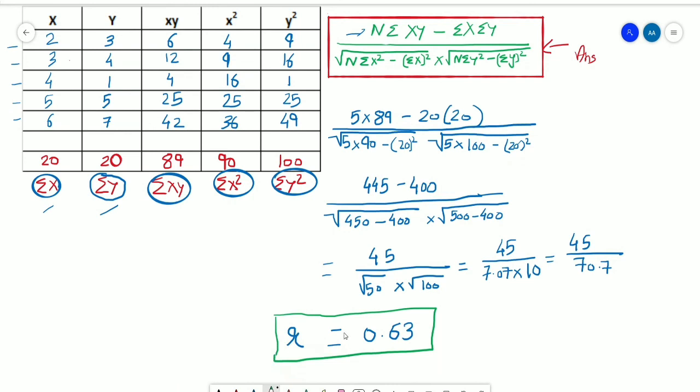In the next problem, we will be solving by another method, the assumed mean method, for calculating Karl Pearson's coefficient of correlation. We will be studying the formula for the assumed mean method and then also solving a practical problem relating to the same.